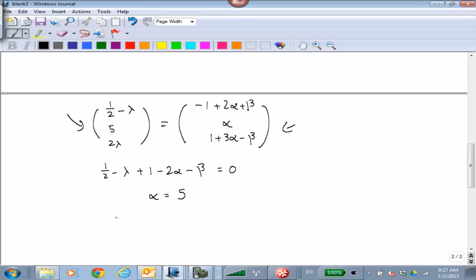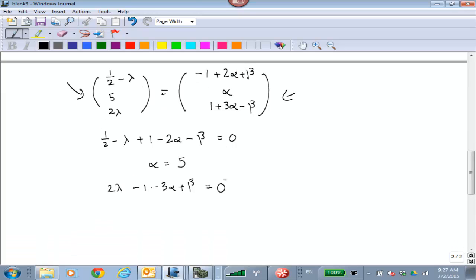Actually, don't even need to solve already, I've done it already. By the way, wait, I shift everything: 2 lambda minus 1 minus 3 alpha plus beta equals to 0. But do you realize one thing? Okay, so I will do it something like this. This means that my equation will be lambda plus 2 alpha plus beta equals to 3 over 2, alpha is 5, 2 alpha minus 3, 2 lambda minus 3 alpha plus beta equals to 1. Solve. Answer?